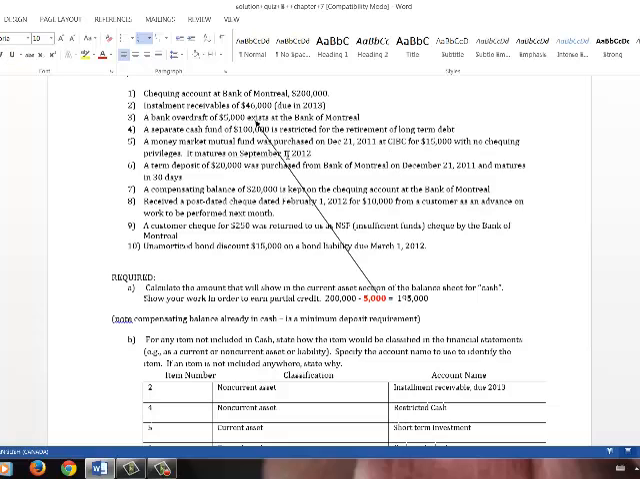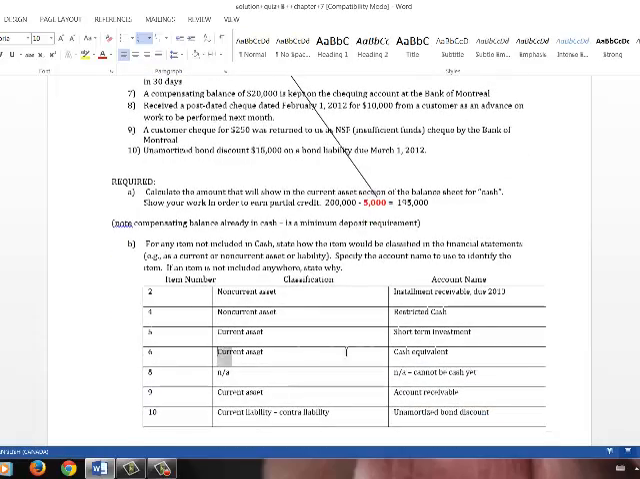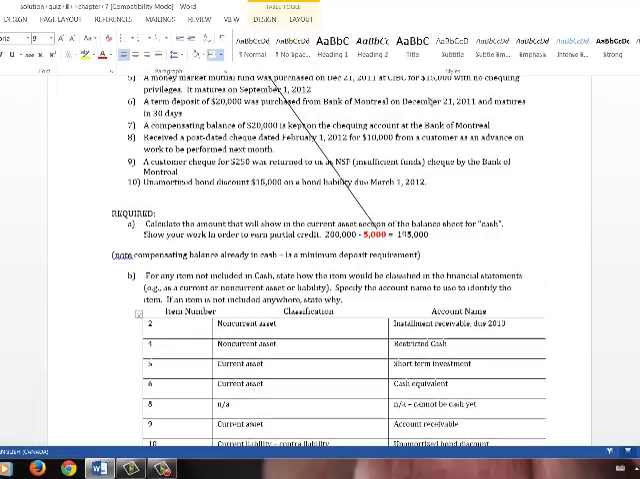Okay, now we have a term deposit of $20,000 purchased from the Bank of Montreal on December 21st, and it matures in 30 days. So again, because it matures in 30 days, this is not a short-term investment. This is a cash equivalent. So we have it here as a current asset, but it's a cash equivalent because its maturity is within 30 days of the date it was purchased.